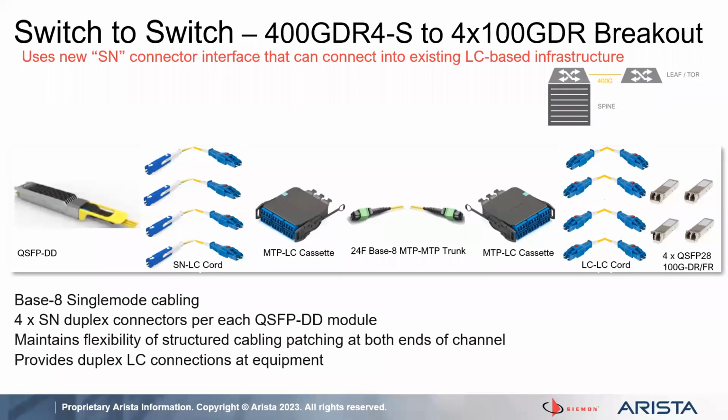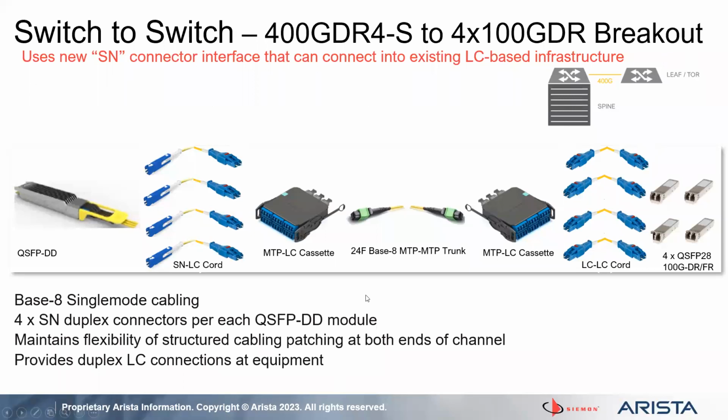One other example, a new option that Arista offers, that I wanted to highlight is another breakout scenario. It's a switch to switch, but with a 400 gig option, they've got the DR4-S, breaking that out to 100 gig ports on the other end. And that DD transceiver utilizes a new fiber connector called an SN. It is a connector interface that basically accepts 4 of those duplex connectors. So 8 fibers, 4 connectors that plug into that transceiver.